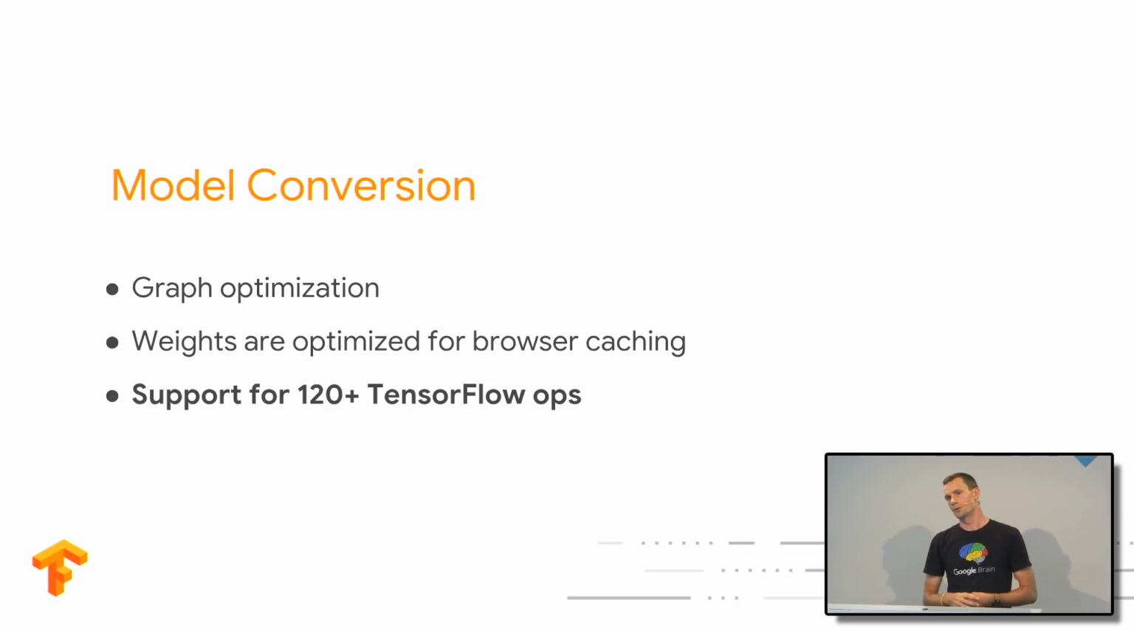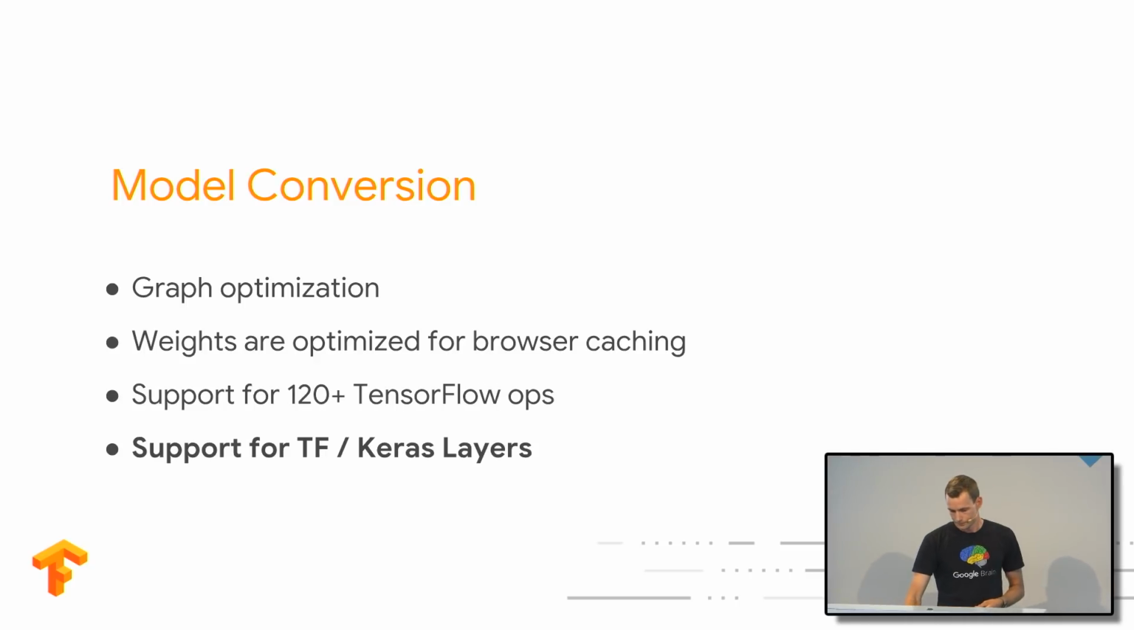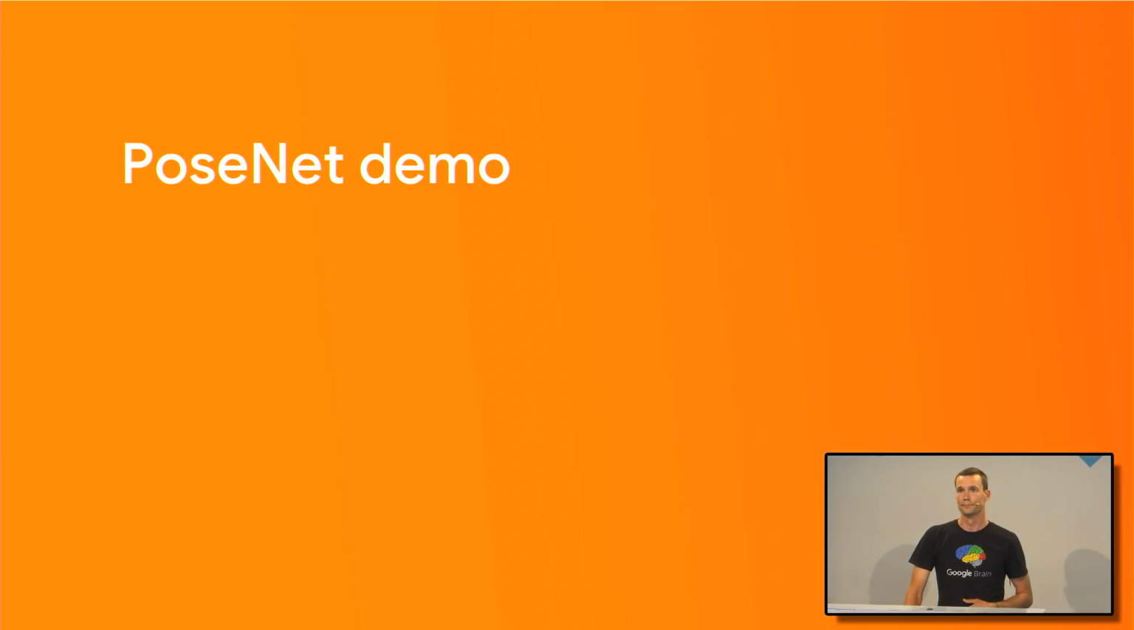And currently, this converter tool supports about 120 plus of the most commonly used TensorFlow ops. A lot of them are image recognition. We're working a lot on audio and text models right now, so the op parity continues to grow. And we also support the common tf.keras layers, as we highlighted earlier.